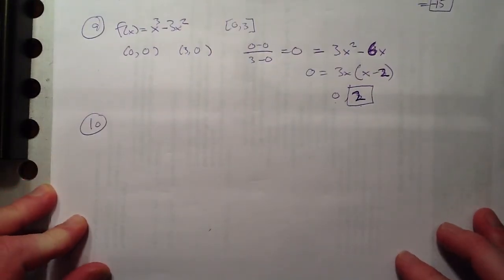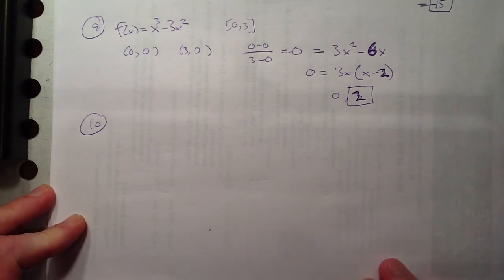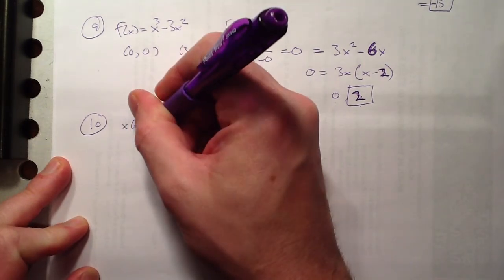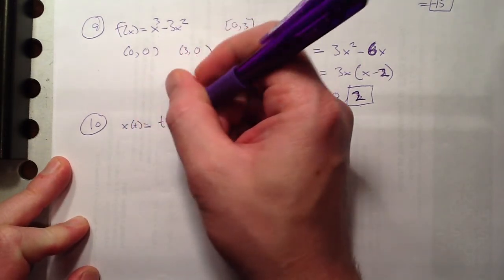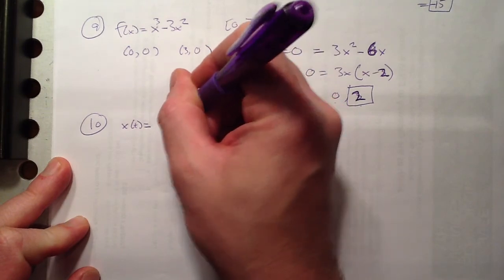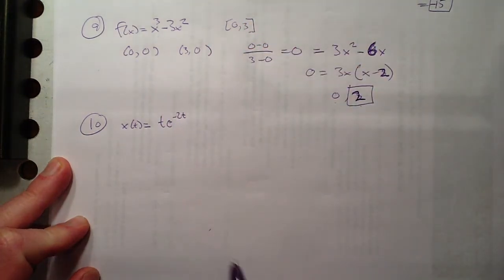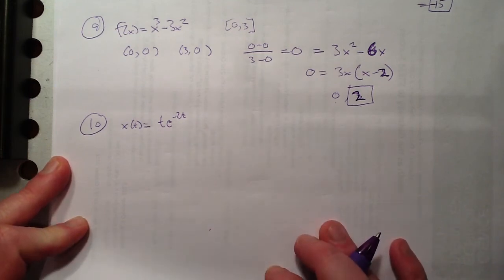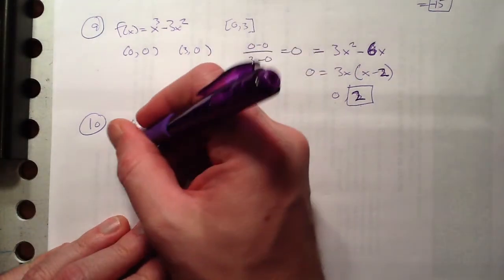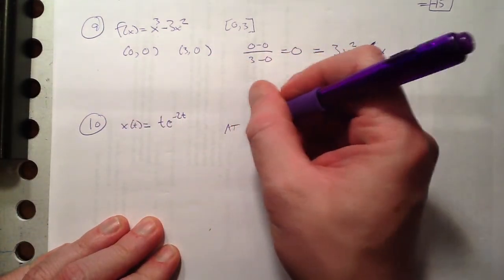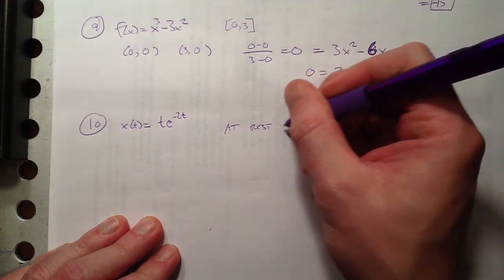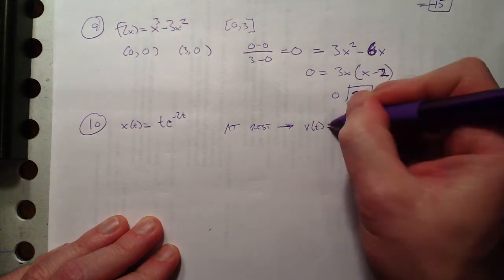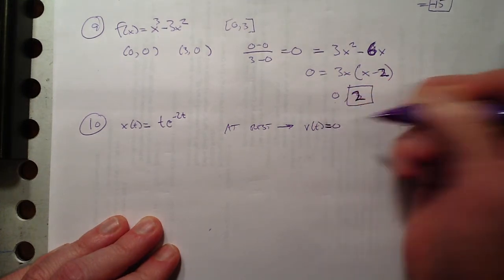Number 10. Particle moving along the x-axis so that its position is given by the function t e to the negative 2t. Negative 2 up there, so I'm going to have some product rule and chain rule going on here. For what values of t is the particle at rest? Well, at rest means velocity is 0, right? That's what that means. At rest would be when the velocity is 0.